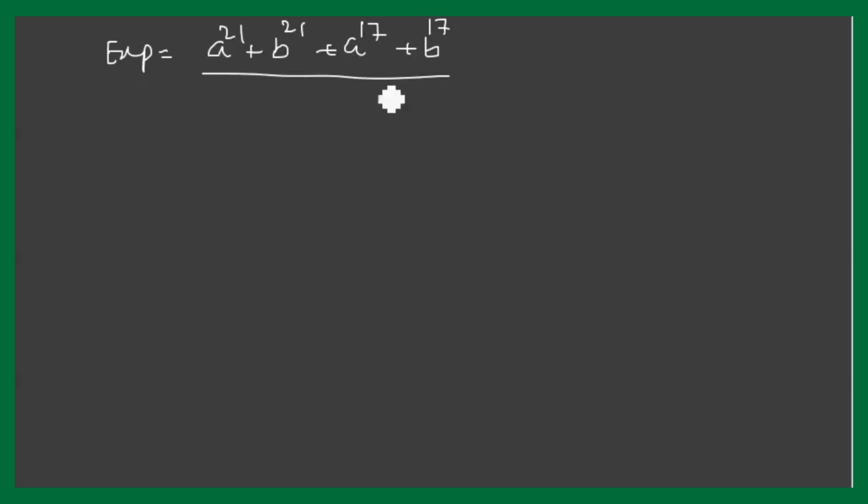The expression that we have to evaluate is a to the power 21 plus b to the power 21 plus a to the power 17 plus b to the power 17, whole divided by a to the power 19 plus b to the power 19. Now what we can do here is, from a to the power 21 and a to the power 17, take a to the power 17 common.